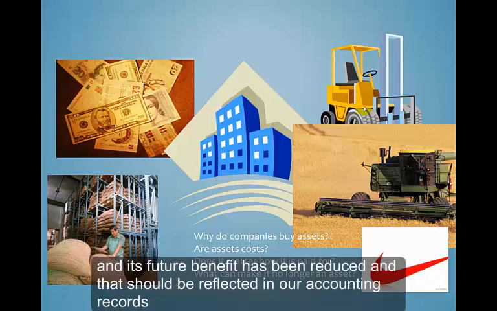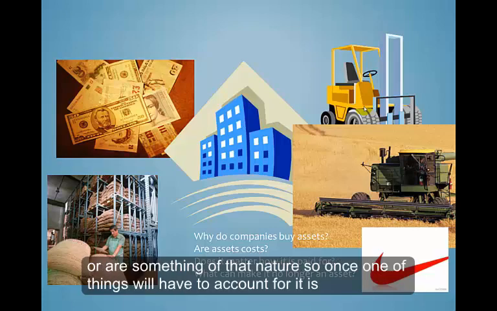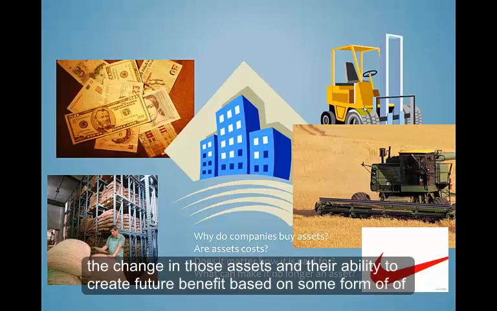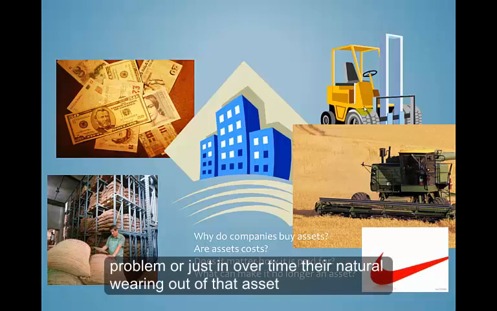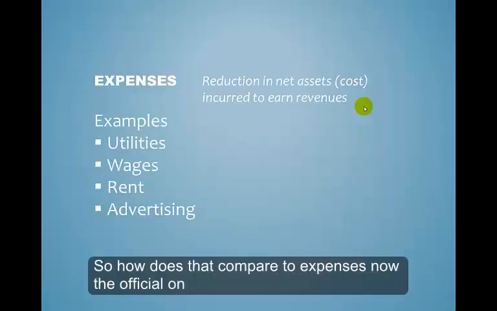then clearly the value of that asset has been reduced and its future benefit has been reduced, and that should be reflected in our accounting records, same as if the building had been hit by lightning or something of that nature. So that's one of the things we will have to account for, is the change in those assets and their ability to create future benefit based on some form of problem, or just over time their natural wearing out of that asset. So how does that compare to expenses?